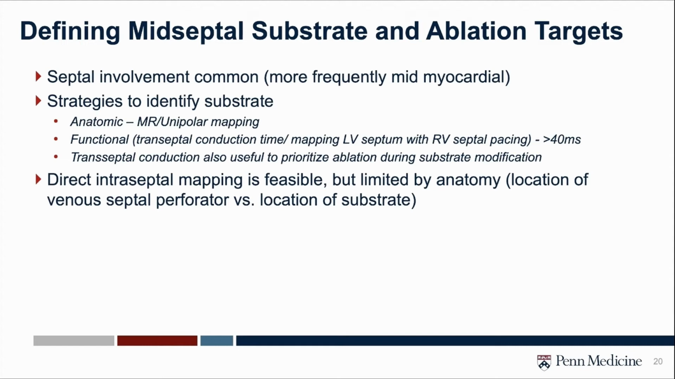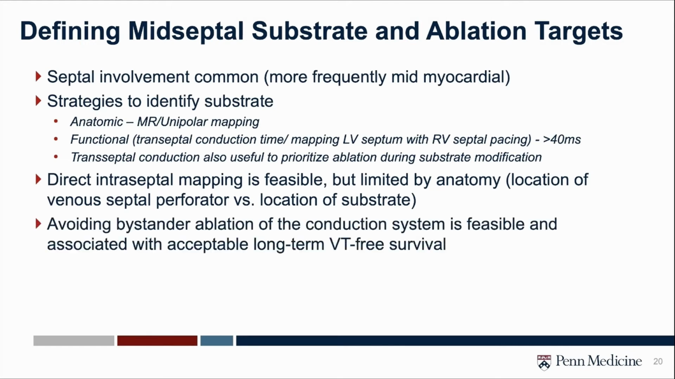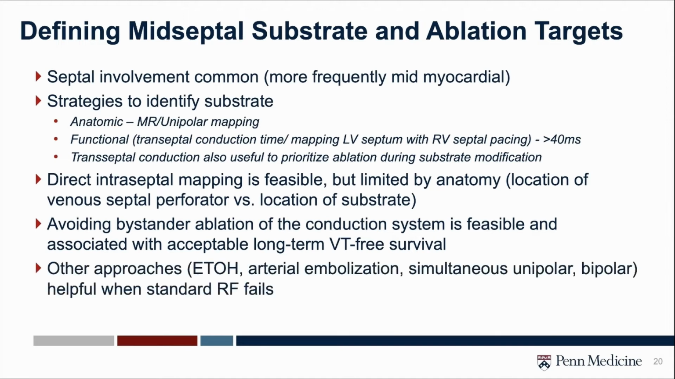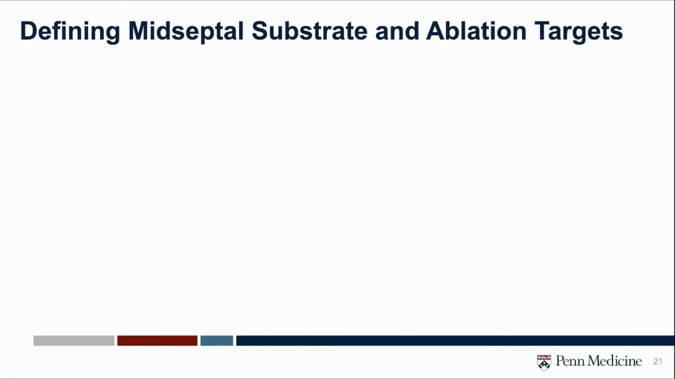Intraseptal mapping is feasible, and it's a great tool, but it's limited by anatomy. So you either have veins or you don't. You could try to use the arteries, but of course the veins are more permissive. Try to save the conduction system as much as possible. However, if you really want long-term VT survival, you probably have to do extensive ablation. And when ablation fails, and we were here in the meeting today, there's going to be alcohol, arterial embolization, simultaneous unipolar, bipolar ablation, and all these are potential tools for patients that fail.